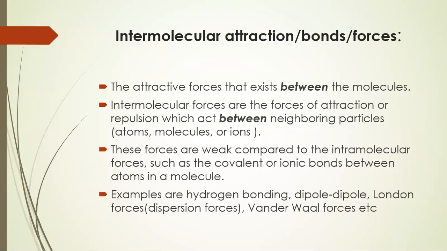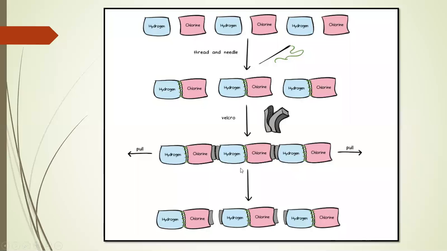These intermolecular attractions are weak compared to the intramolecular forces, which are much stronger. Now, the examples of intermolecular attraction that we will discuss if we have time are hydrogen bonding, dipole-dipole interaction, London forces, also called dispersion forces, and the last one is van der Waals forces, which is the weakest.